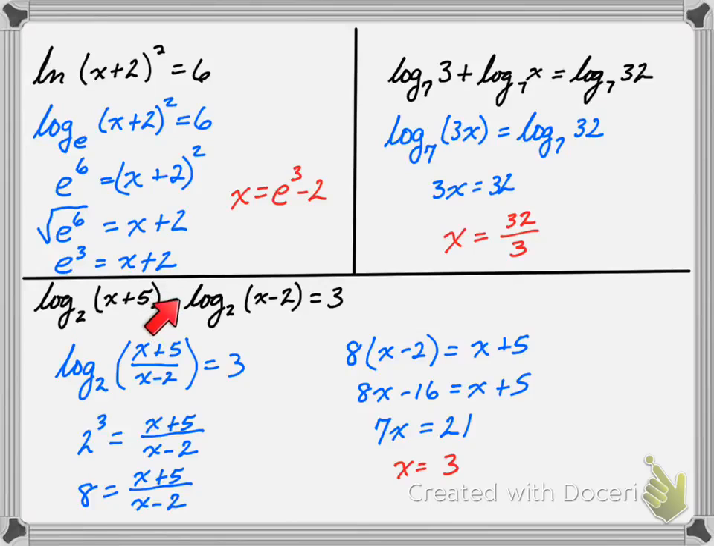Right, here we are just condensing these. Because there is subtraction, we condense by dividing these two parentheses. Now, because we have a log equals a number, we convert it to an exponential, which is 2 raised to the 3rd power equals this parenthesis. And then just cubing this gives us 8, and distributing, we end up with x is equal to 3.